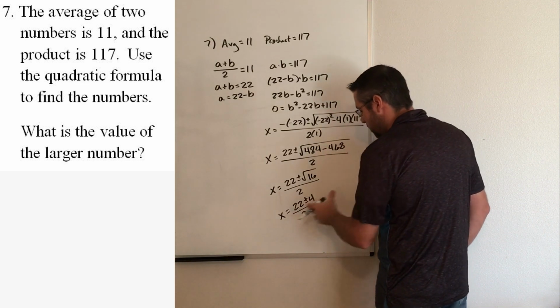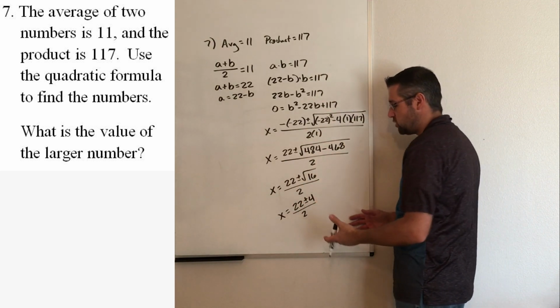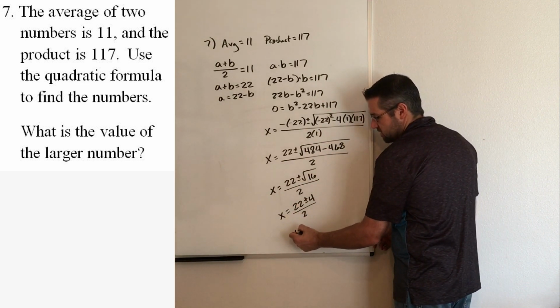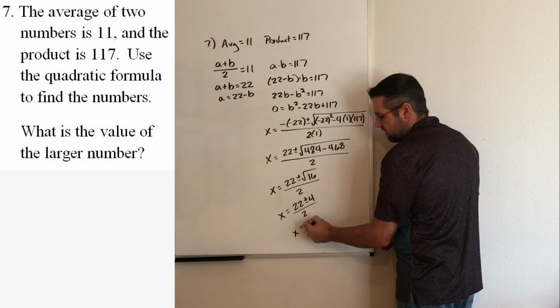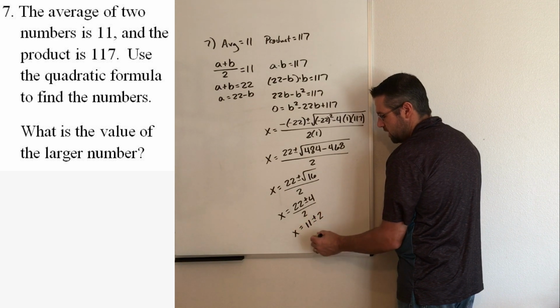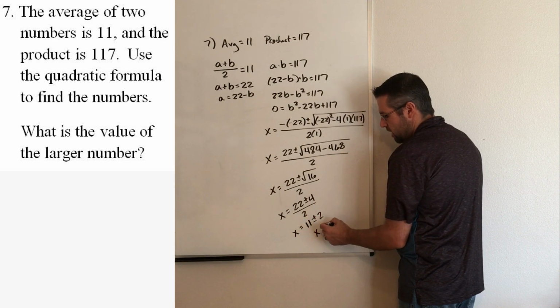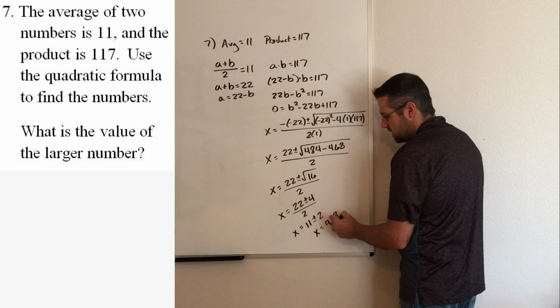And then we can solve each one of those, or we can divide each one of those. I like simplifying it this way. 22 divided by 2 is 11. 4 divided by 2 is 2. So we could say 11 plus or minus 2. And as a result, we end up with 11 minus 2 is 9, and 11 plus 2 is 13.